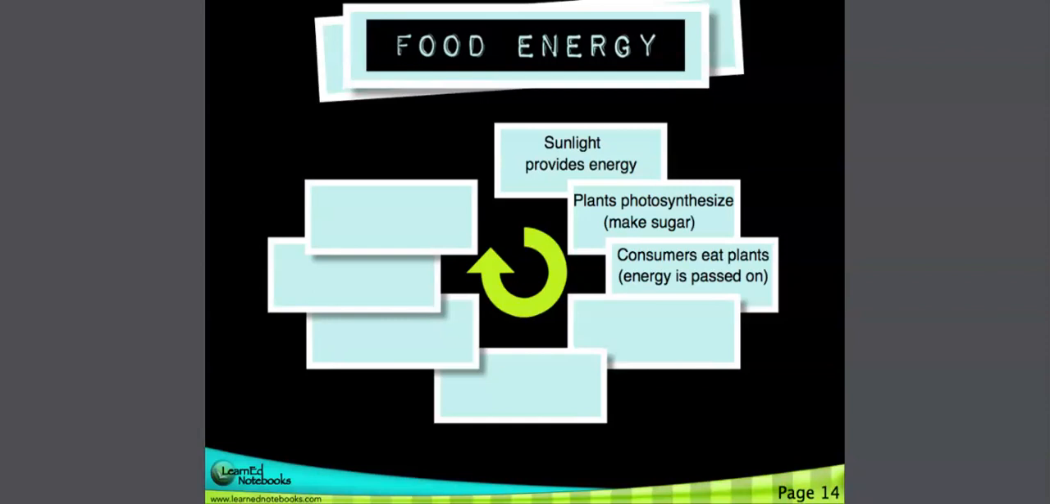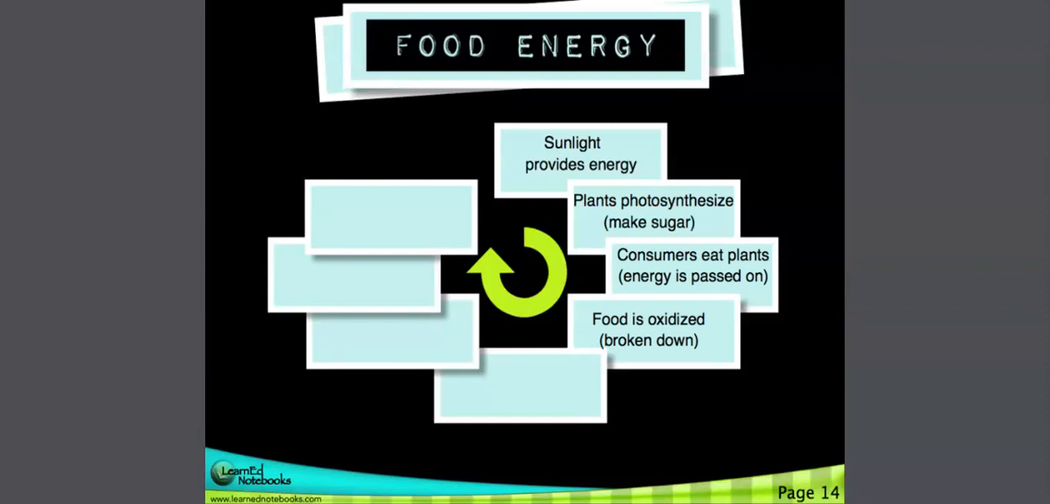Consumers come along and eat plants. So when you're eating a salad, you are actually getting your energy from plants that used the sun so that they could photosynthesize and make that energy.